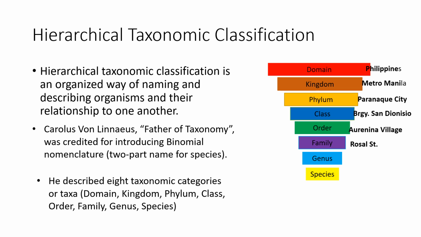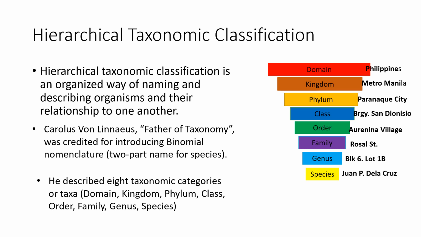In Rosal Street, there are different houses. An example is Block 6, Lot 1B. And in Block 6, Lot 1B, there are different persons residing in it. But we are only looking for one species, and that is 1P de la Cruz. So you see, through hierarchical taxonomic classification, we can easily identify the species.